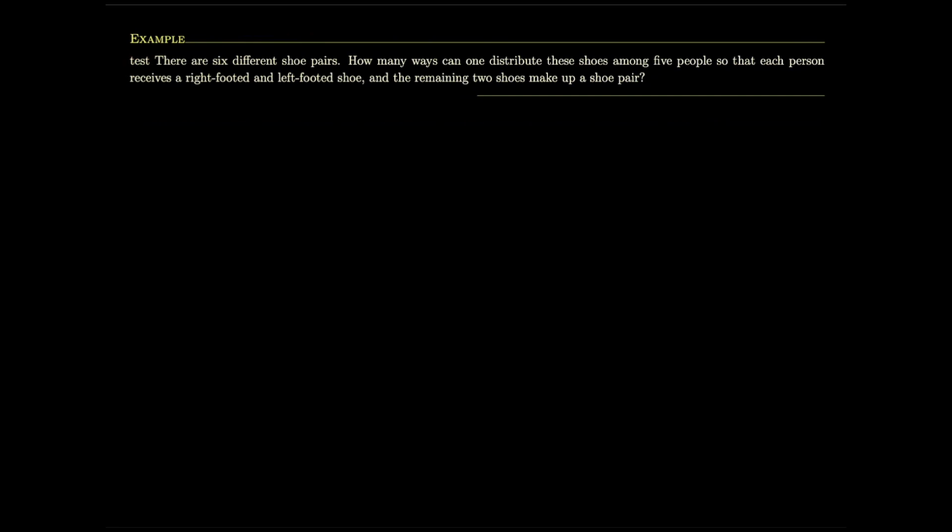So, if I want to fix it, the grammar is: there are 6 different shoe pairs. Yes, different shoe pairs. This is one shoe pair, that's another one. They are distinct. In how many ways can one distribute these shoes among 5 people so that each person receives a right-footed and a left-footed shoe, and the remaining 2 shoes make up a shoe pair? I want you to think about it. Let me just repeat it because I think it's important.